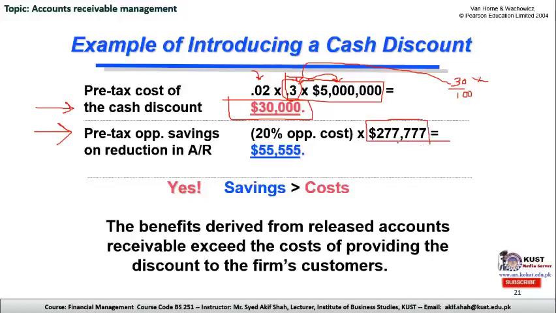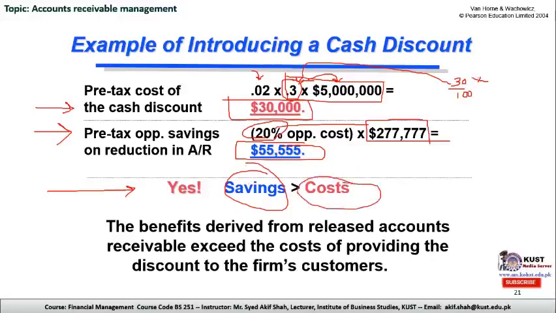This amount could be invested somewhere else, which provides us a 20% return. So this is the pre-tax opportunity saving on the reduction in the account receivable. If we multiply 20% with 277,777, our saving comes to $55,555. The final step is to take a decision. You have to compare the saving versus the cost. If we offer a cash discount to the clients, our saving is 55,000. However, our cost is 30,000 against the discount we are offering. Hence, our saving is greater than cost.